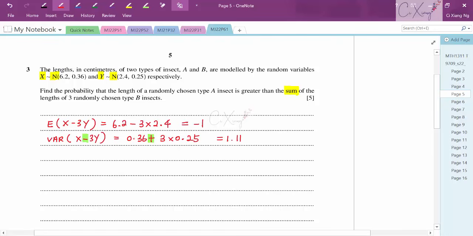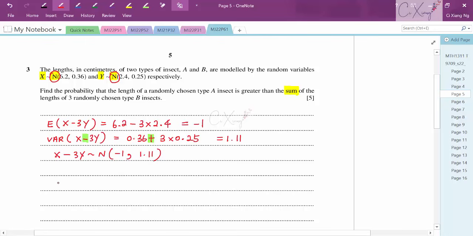Okay, so since x is normally distributed, y is also normally distributed. Therefore, x minus 3y, the linear combination of x and y, is also normally distributed. So you can write a symbol like this, where x minus 3y, we know that they are normally distributed with the mean -1 and also the variance 1.11.